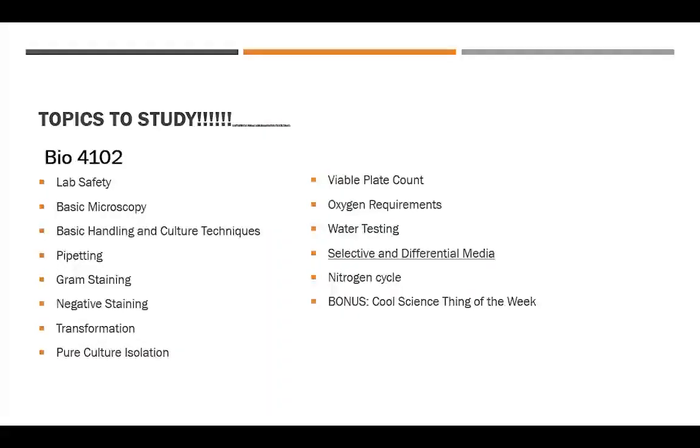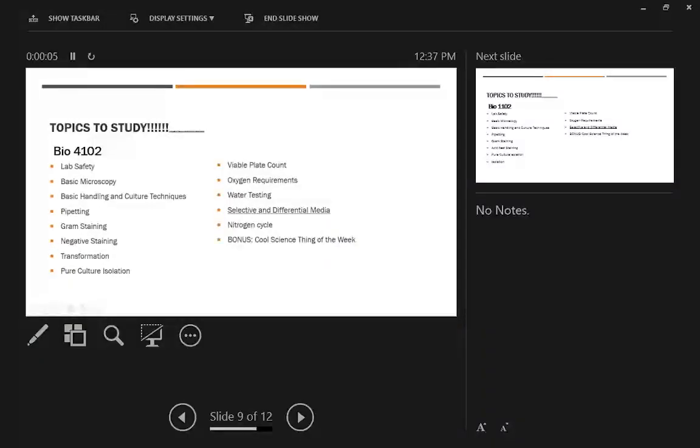Because you guys are not doing acid fast, you don't have to know the acid fast stuff or the endospore stuff. This is the stuff that you have to know. For you guys, it's lab safety, basic microscopy, so being able to focus a microscope, basic handling and culture techniques, making sure you're pipetting properly, gram staining, negative staining, transformation, pure culture isolation, viable plate count, oxygen requirements, water testing, selective and differential media, nitrogen cycle, and lastly, for the bonus questions, those are going to be your cool science things of the week.